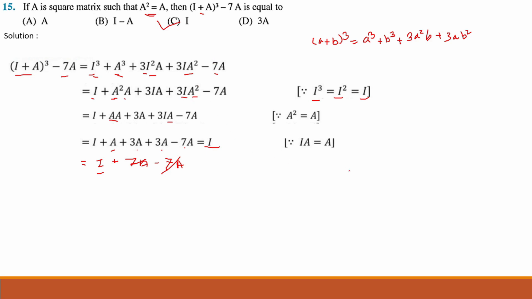You can pause the video to note this down. That's it guys, here we completed miscellaneous for matrices.